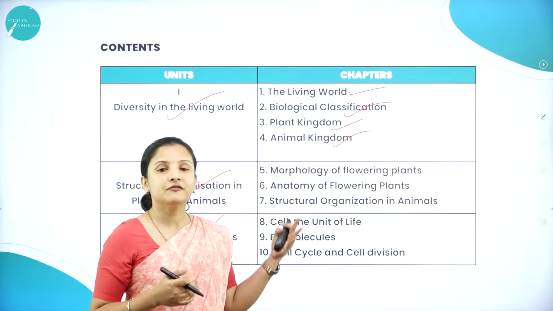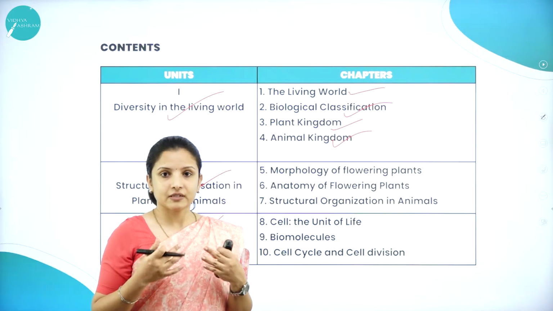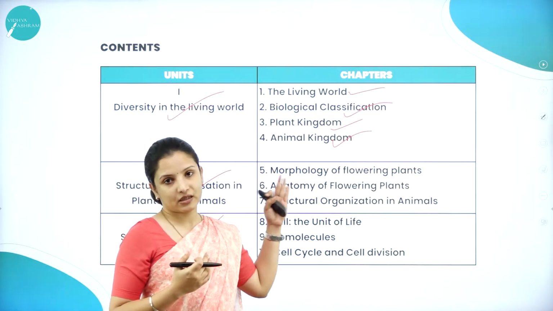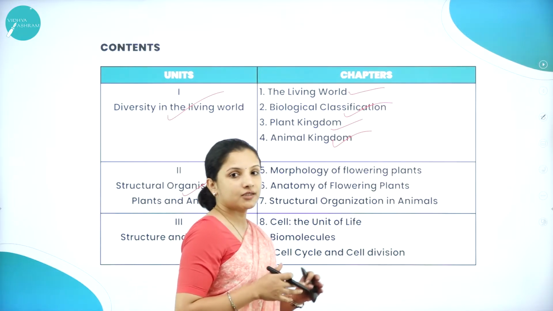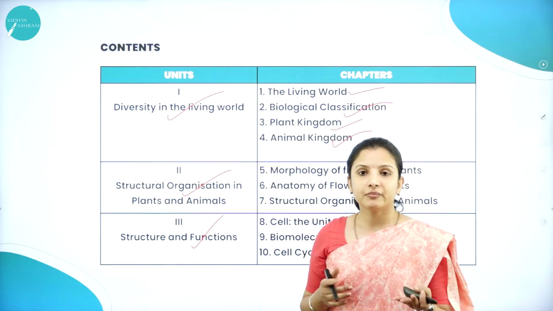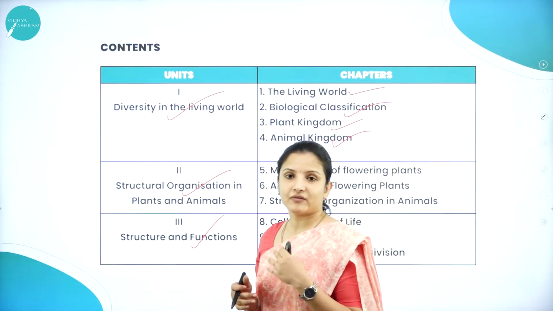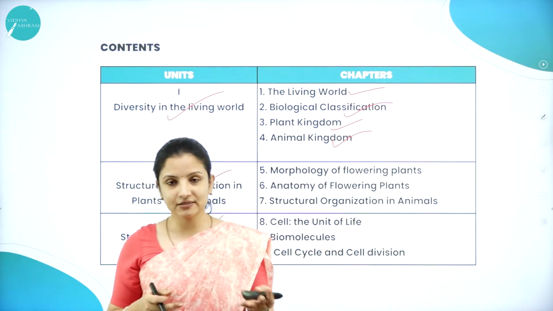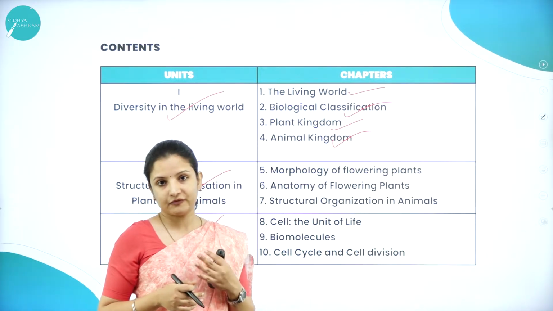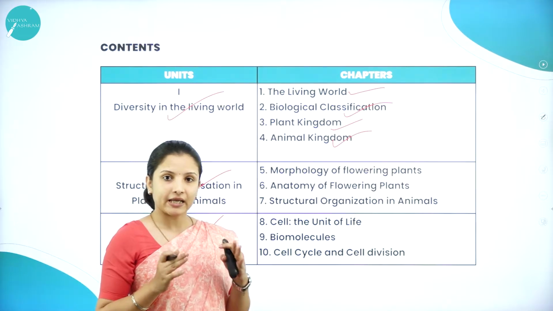Apart from that, there are different kinds of living organisms that come under the plant kingdom, which you will study. Next, moving on to the animal kingdom. Under the animal kingdom, you have the reptiles, the mammals, the aves, the insects. All these different forms of life you will be studying under the animal kingdom.